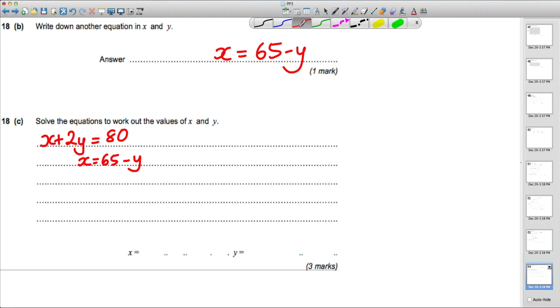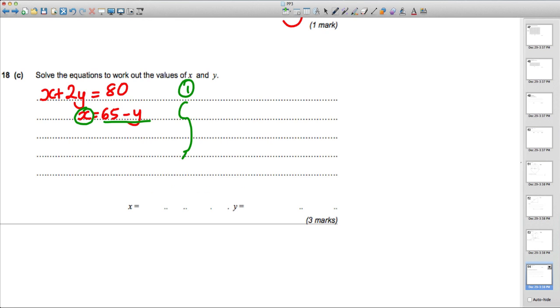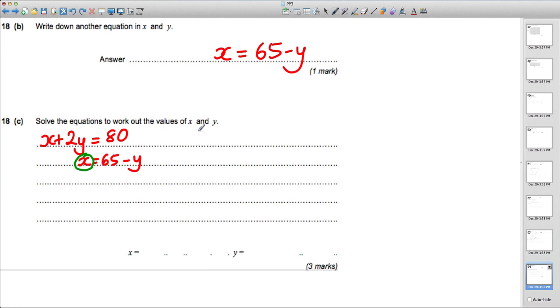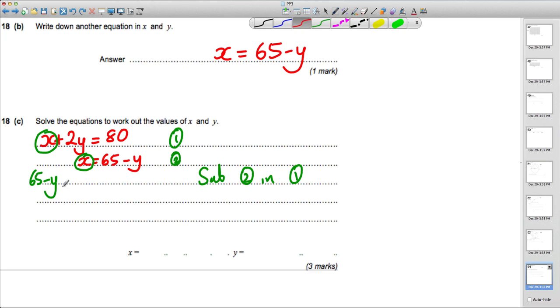Now, different ways of doing it. Notice you have x as the subject. So instead of writing x in equation 1, I could write this instead of x. So I could sub 2 in 1, and I would have, instead of x, 65 minus y plus 2y is equal to 80.